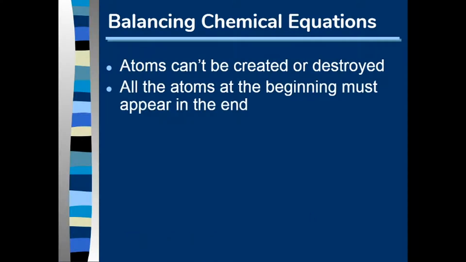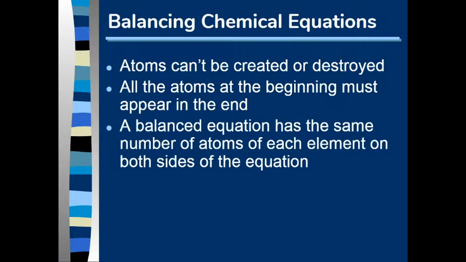The atoms that we have at the beginning of the reaction have to appear at the end of the reaction. Now, they might not be in the same compound. They might now be in an elemental state. But the numbers of atoms that appear on the left have to also appear on the right. We can't just lose an atom of oxygen in the reaction. And so a good balanced equation will have the same numbers of atoms of each element on both sides. Go ahead and pause if you need to finish writing those out.